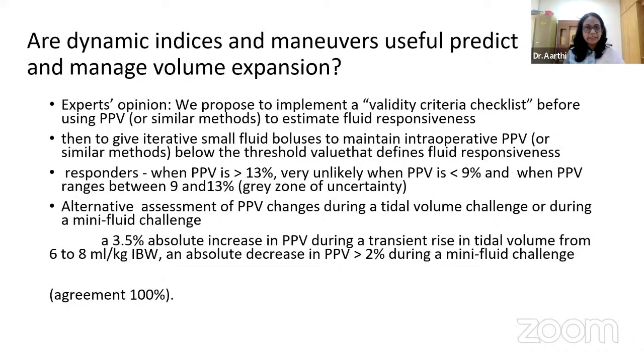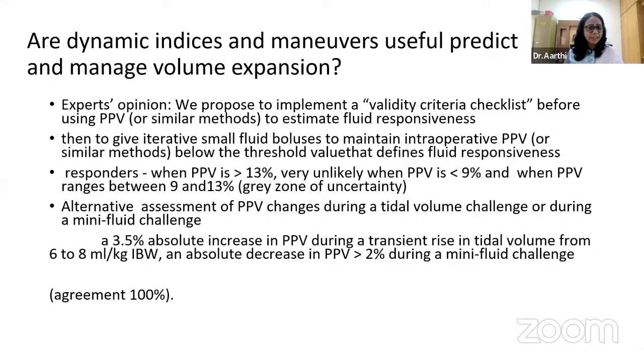Our dynamic indices like the pulse pressure variations and stroke volume variations and maneuvers predict and manage volume expansions. As we discussed earlier, the validity criteria checklist should be performed before using the pulse pressure variation to estimate fluid responsiveness, and also to give small fluid boluses to assess the pulse pressure change or responders. Responders are those who have a pulse pressure variation of more than 13%, and patients are unlikely to respond to fluid who have a pulse pressure variation of less than 9%.